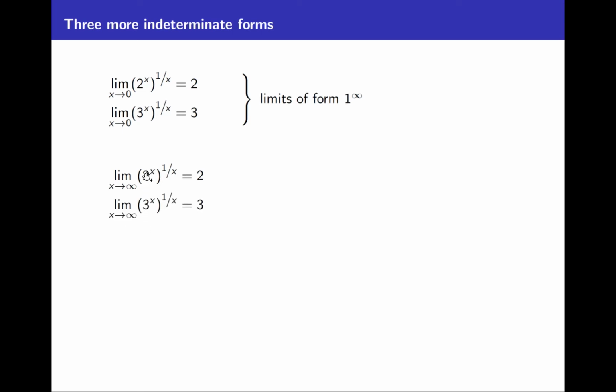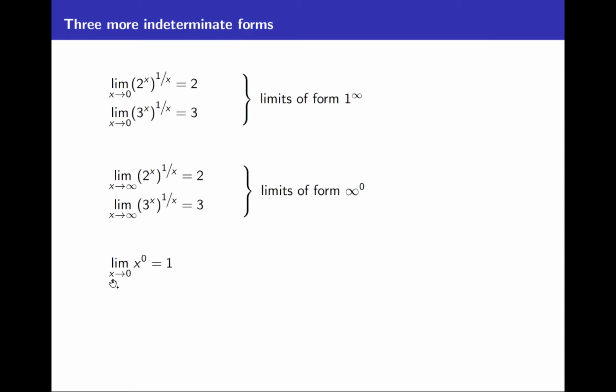Just change that base to a 3, and you get a related limit that equals 3. It has the form of infinity to the power of 0 also. These two limits are of form infinity to the power of 0. So you can see here that infinity to the power of 0 is indeterminate. It doesn't make any sense by itself, but you can have limits that have that form that do make sense and equal different numbers.